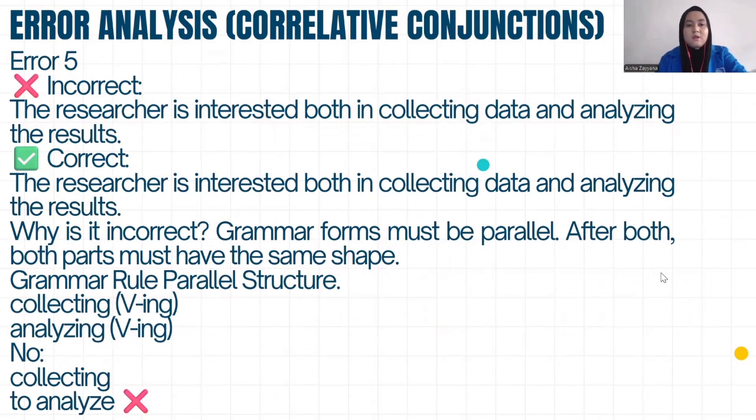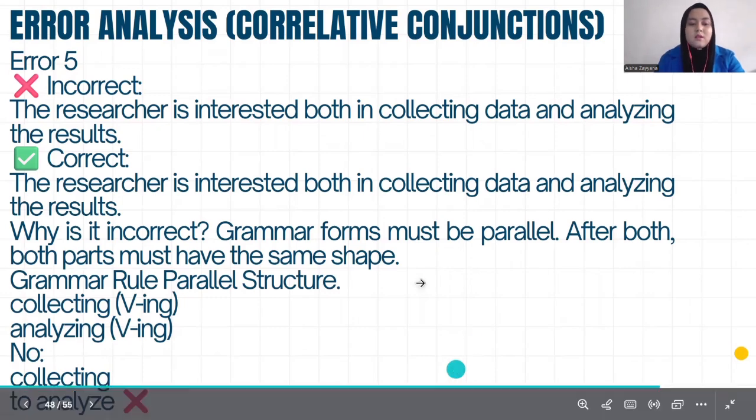And number 5 is: the researcher is interested both in collecting data and analyzing the results. The correct one is: the researcher is interested both in collecting data and in analyzing the results. Why is it incorrect? Grammar forms must be parallel. Both parts must have the same form of the verb. The grammar rule is parallel structure: collecting and analyzing, not collecting and analyze.